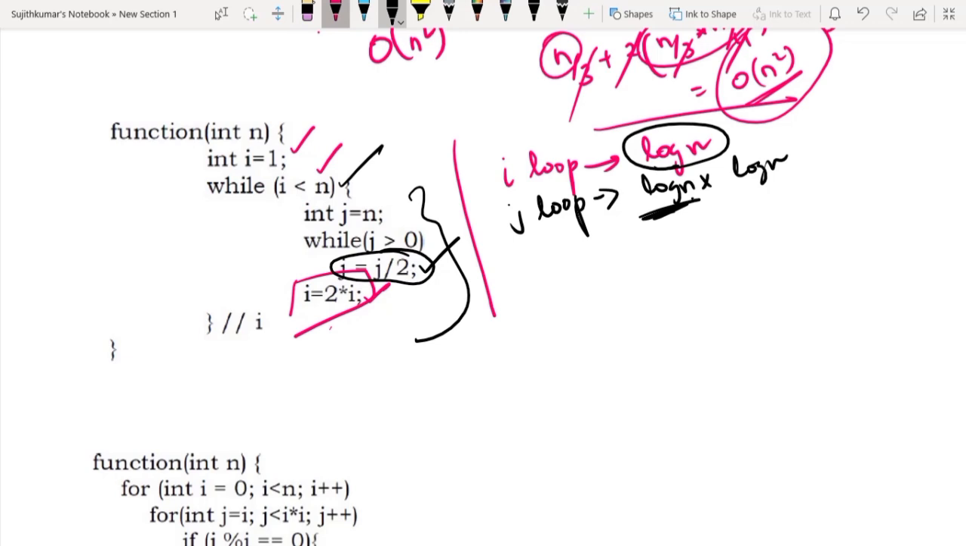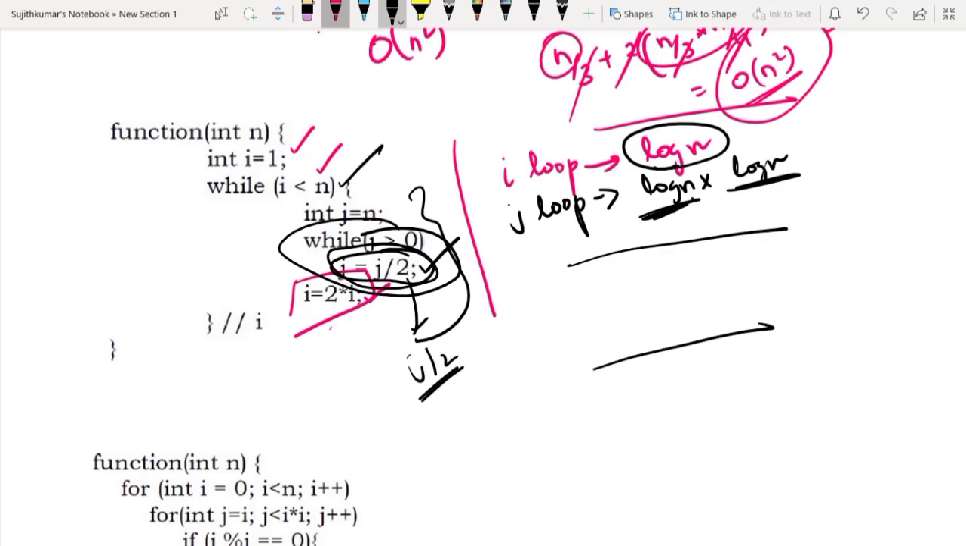After that, the inner loop will again go for log n times. Is that clear? The inner loop will again go for log n times. You can see the decrement of the inner loop also, it is j divided by 2, so it will again go for log n times. So if you sum up these now, I'll get log square n plus log n. So I'll get log square n only.